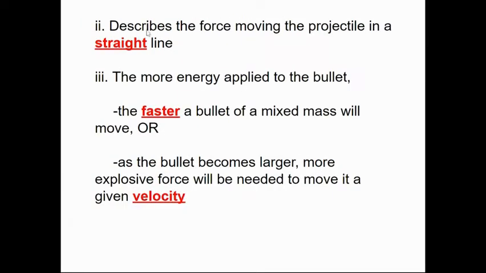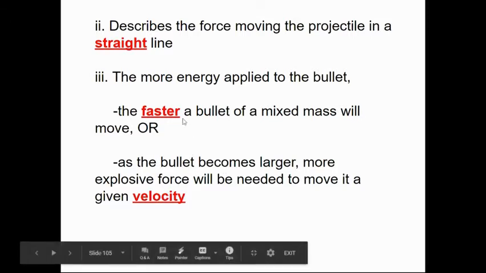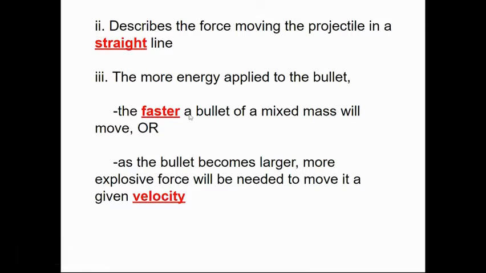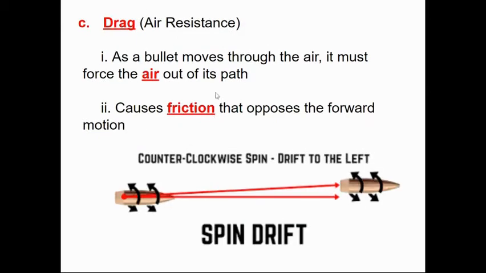This is going to describe the force of that moving object in a straight line. I'm talking about kinetic energy. The more energy applied to the bullet, basically the faster that bullet is going to travel. Or if the bullet happens to be larger, the more explosive force will be needed to get it up to a certain speed. So we could play with the velocity or we could play with the mass, changing those things around in that equation and see what the effect would be.